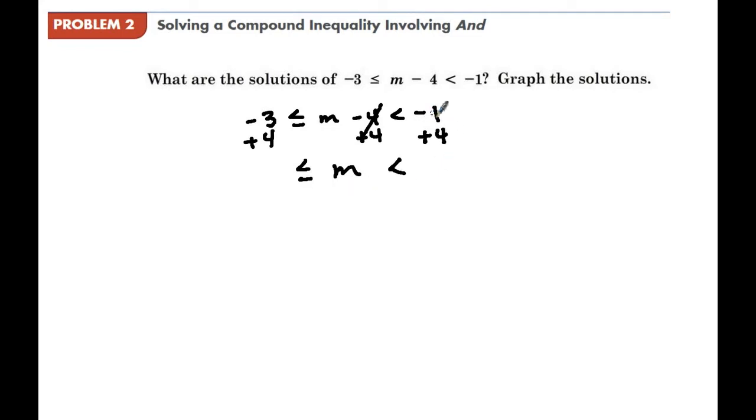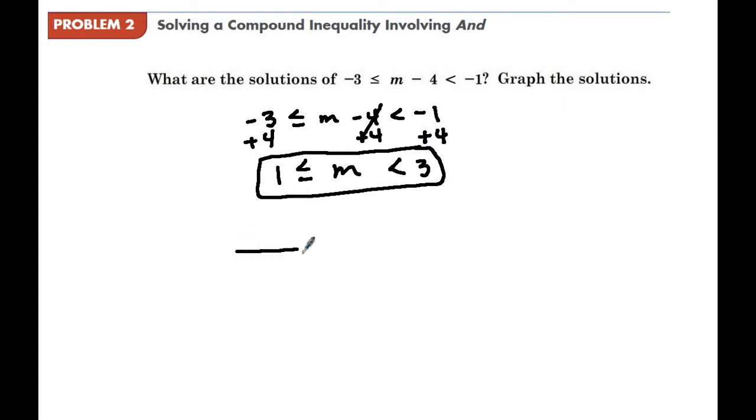So m can be, well, negative 1 plus 4 is going to give us a value of 3, and negative 3 plus 4 is going to give us a value of 1. So here's our solution. m can be greater than or equal to 1, but less than 3. Now let's graph that solution.